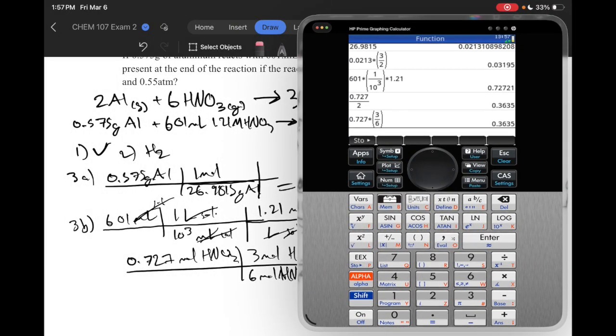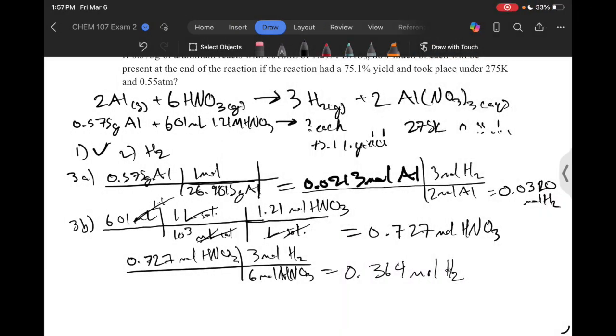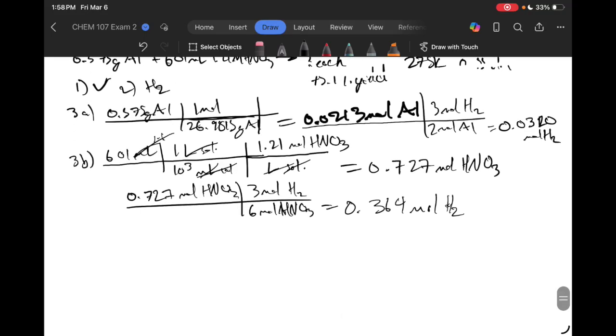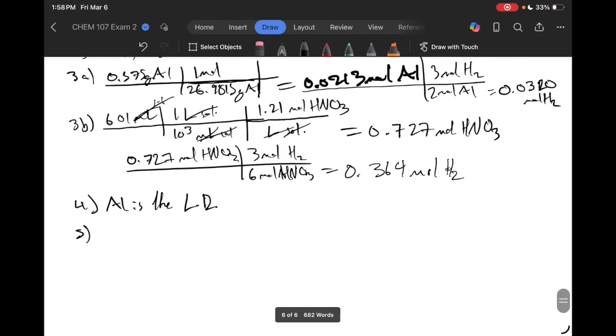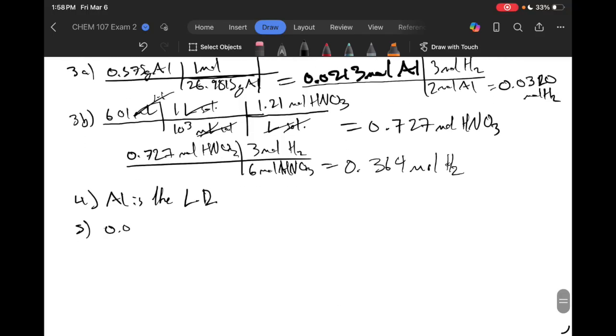Okay, so step 4 is just which one of these two gives us a smaller number. So aluminum gives us 0.0320. HNO3 gives us 0.364, so aluminum is going to be our limiting reactant. Aluminum is the limiting reactant. Okay. Step 5, using that limiting reactant, how much of the other products will we form? Okay, so how many moles of aluminum do we have? We have 0.0213 moles of aluminum with our molar ratio.